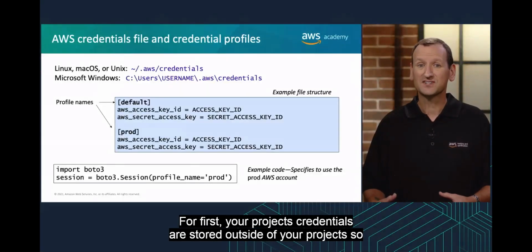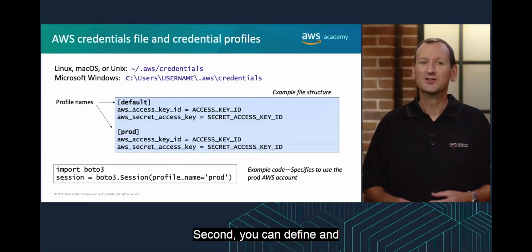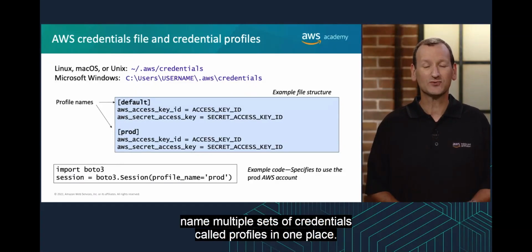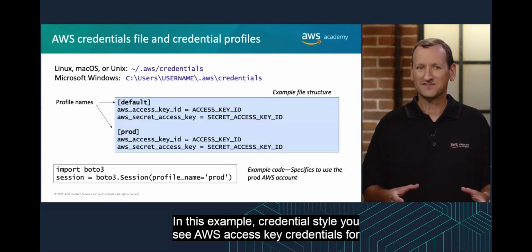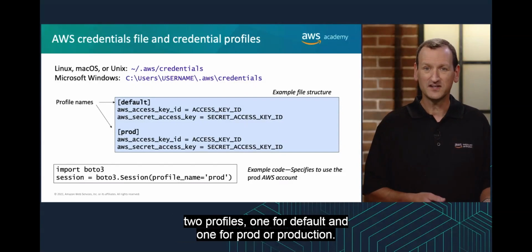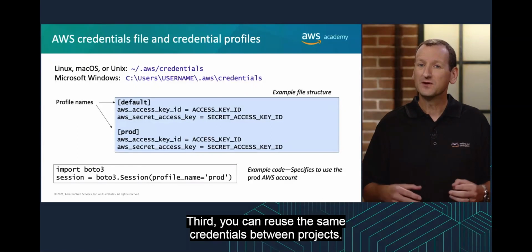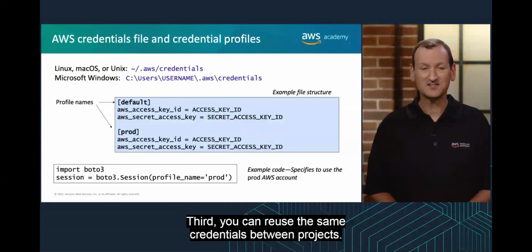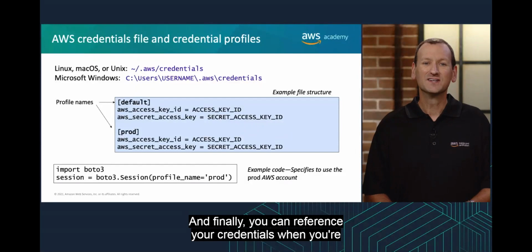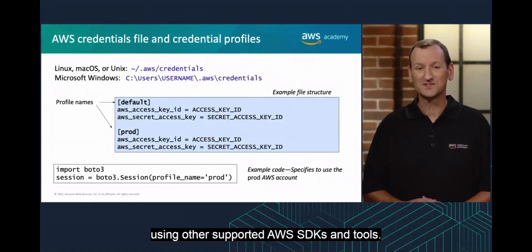Using an AWS credentials file offers a few benefits. First, your project's credentials are stored outside of your projects, so it's unlikely you'll accidentally commit them into version control. Second, you can define and name multiple sets of credentials called profiles in one place. In this example credentials file, you see AWS access key credentials for two profiles, one for default and one for prod, or production. Third, you can reuse the same credentials between projects. And finally, you can reference your credentials when you're using other supported AWS SDKs and tools.